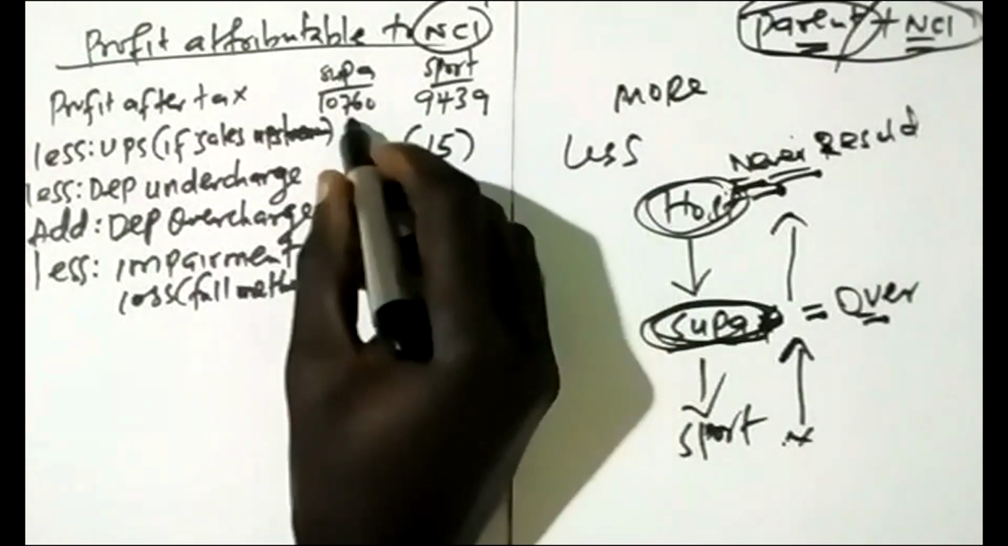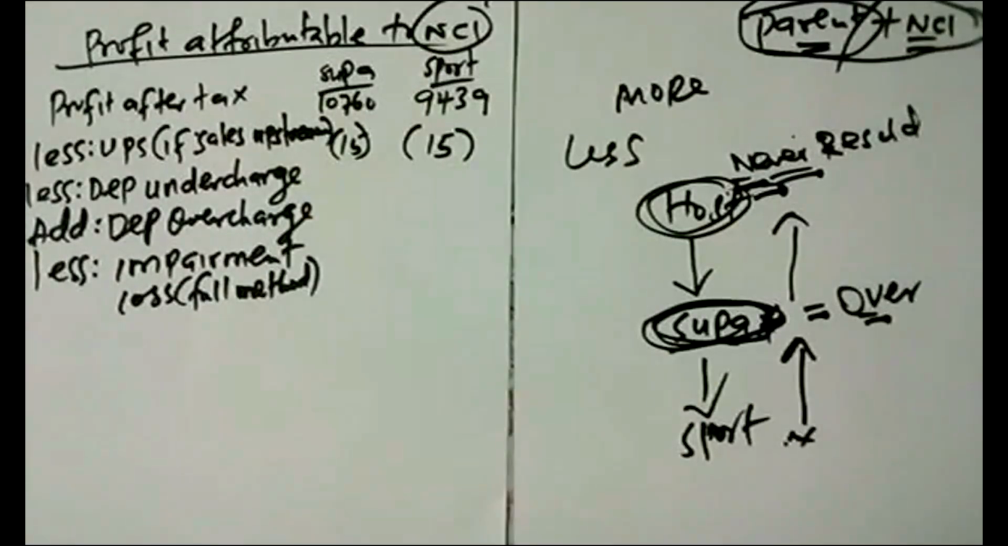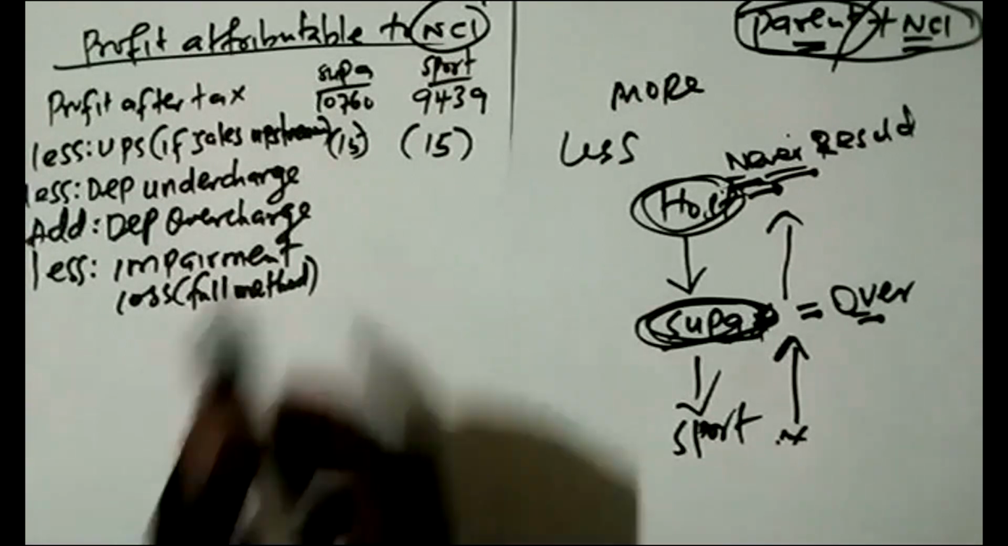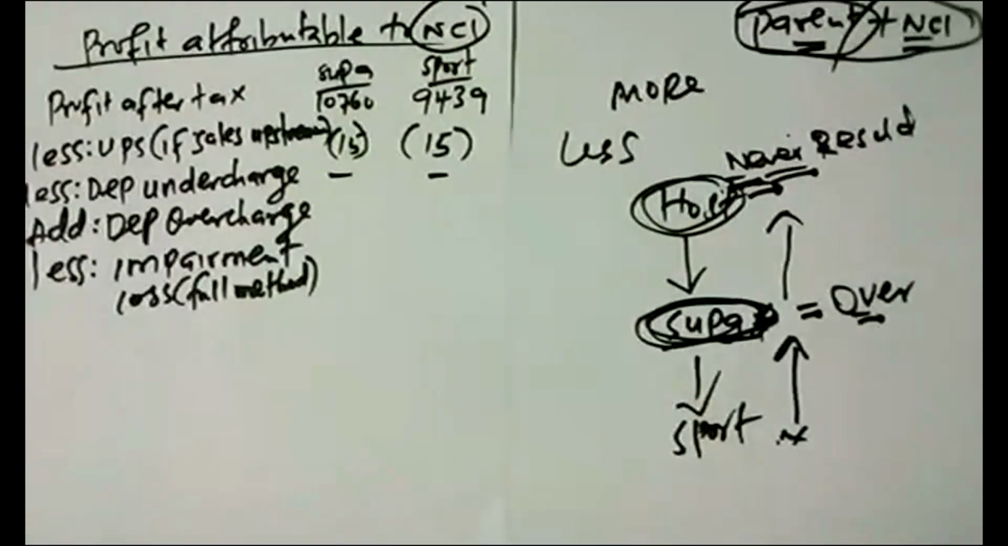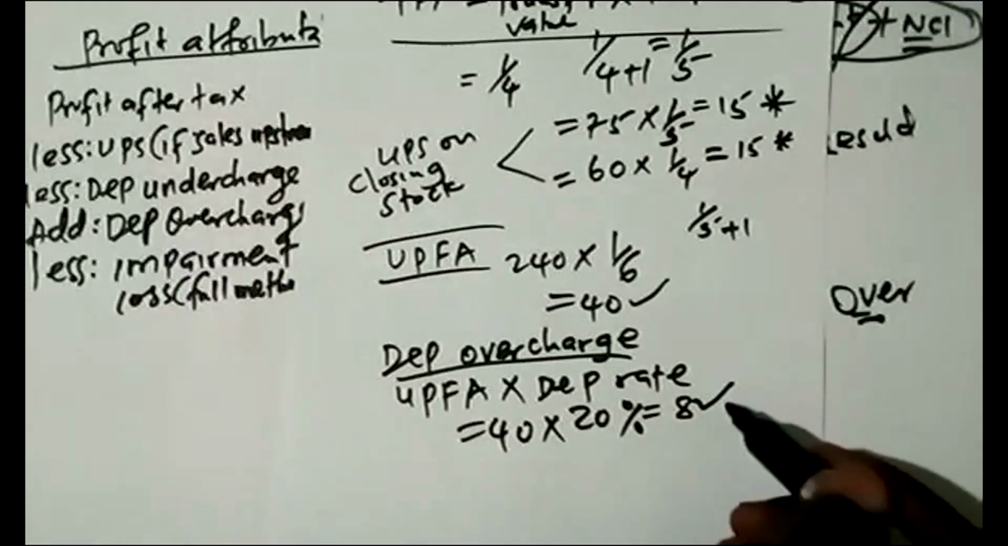You remember how we did UPS? Unsold goods times profit margin. Undercharge: there was no undercharge because there was no revaluation. Depreciation overcharge: there was depreciation overcharge, which we already computed. We got a figure of, there's this one we computed here, 8.